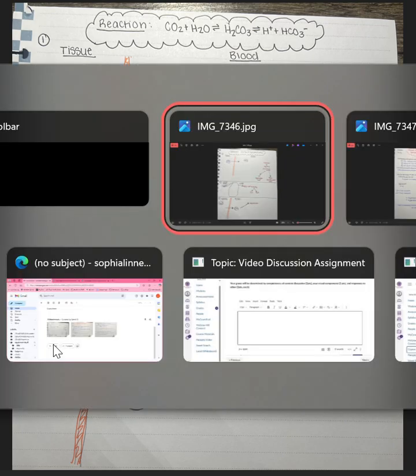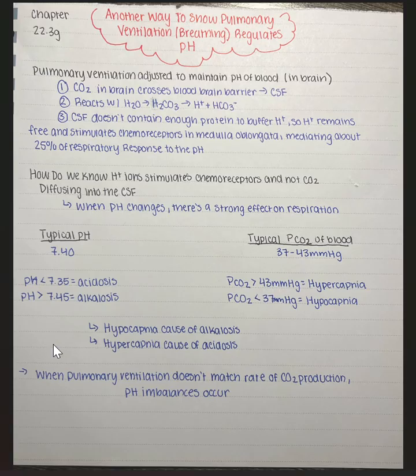Another way to think about this is pulmonary ventilation in the brain, and how it's maintained. This was something I took from the chapters in our book, chapter 22.3G. I did read up on it, but I might miss some points.